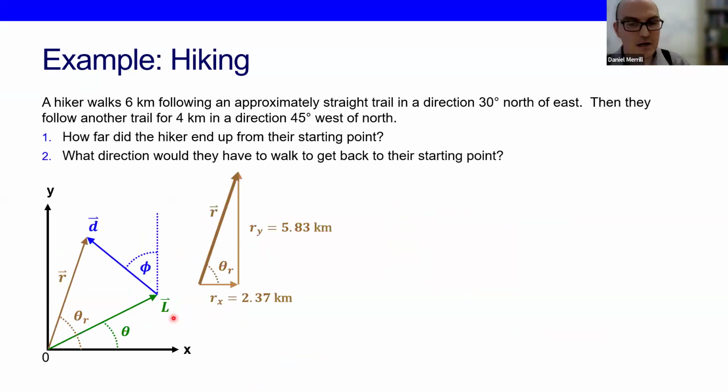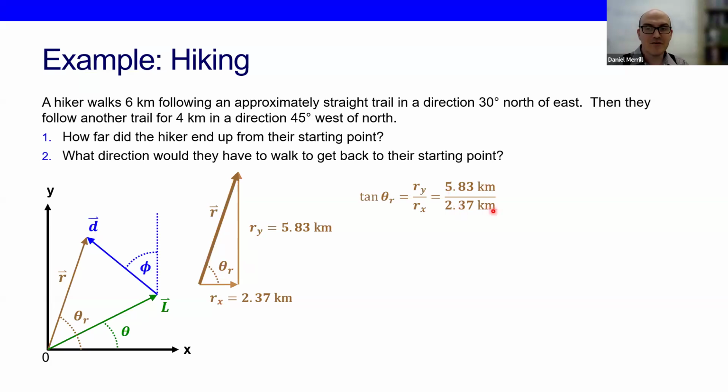But how do we answer the second question? Well, if we look at this, we could figure out the direction of our displacement. We know how far east we went overall. We know how far north we went overall. And so just looking at our right triangle here, we could figure out what this angle is. What's the direction of our displacement? You can do it in a lot of ways, but the simplest one is the tangent of this angle is going to be the opposite over the adjacent side. So that's going to be 5.83 kilometers divided by 2.37 kilometers.